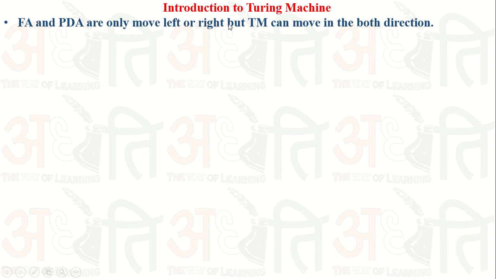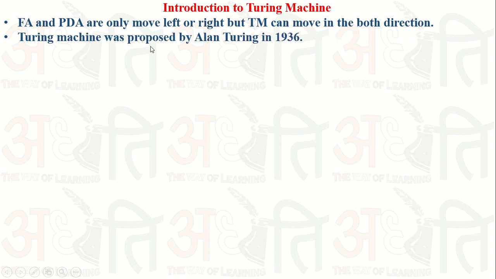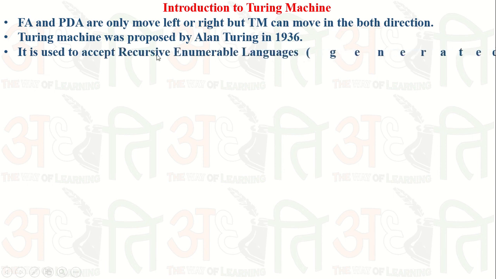It is a very, very powerful thing. The Turing machine was proposed by Alan Turing in 1936. It is Turing, not a Turing, Alan Turing in 1936. It is used to accept recursively enumerable languages generated by the type 0 grammar.